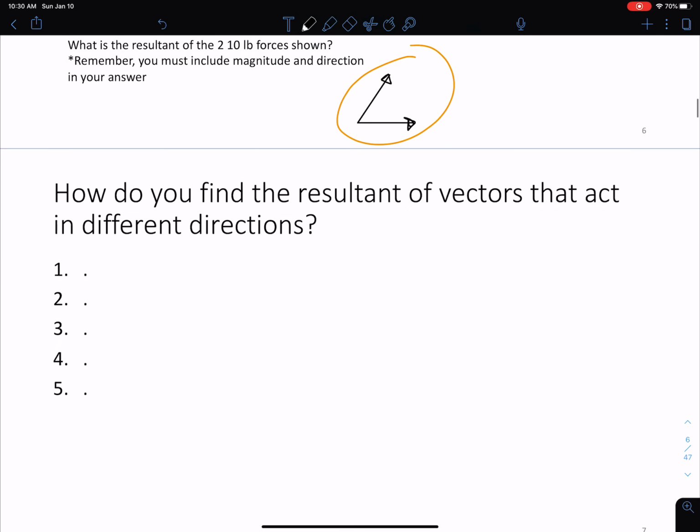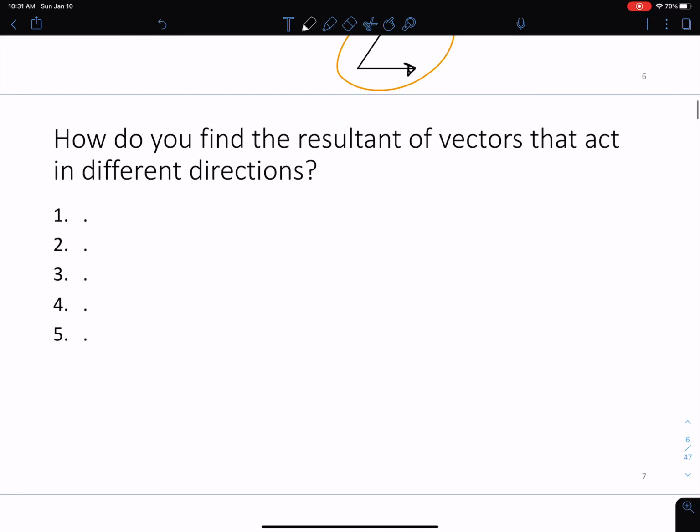I want you guys to take a minute. You can pause this video and try to fill in numbers 1 through 5. What steps did you take? The reason I'm asking you to do this is because you've already done this in physics and in calculus. So this needs to be a little bit of a refresher for you. We're not going to spend too much time on it. I really want to get your memory working and make sure that you can come up with these.